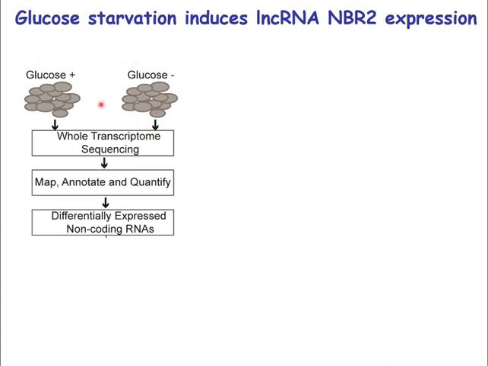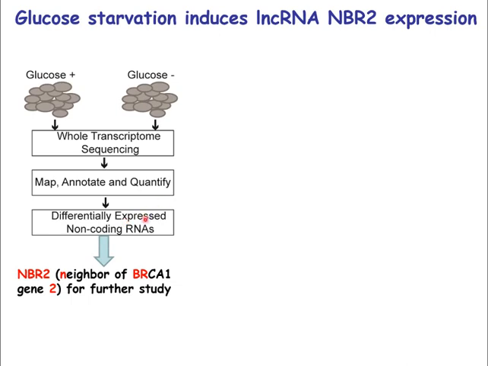Now, what we have done here is, again, we cultured cells in glucose-free media. We did RNA sequencing and computational analysis, and here we identified a bunch of non-coding RNAs. But here we're particularly interested in this non-coding RNA called NBR2, for neighbor of BRCA1 gene number 2. So why are we interested in this particular non-coding RNA?